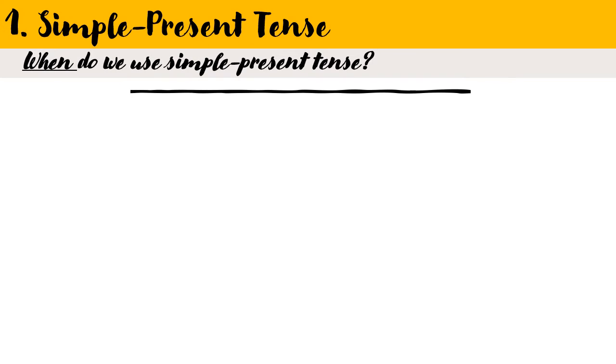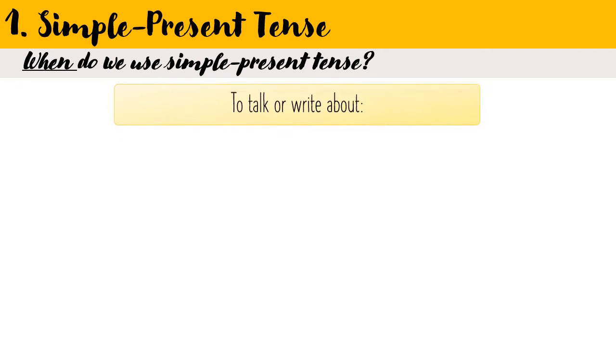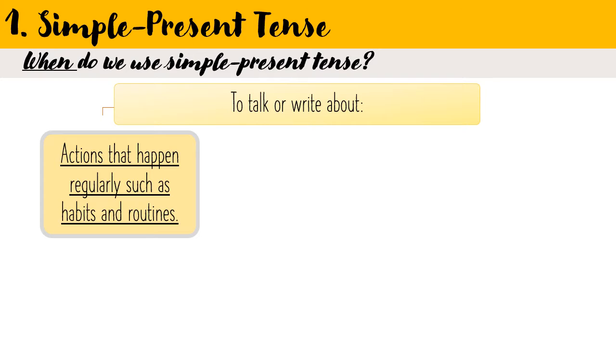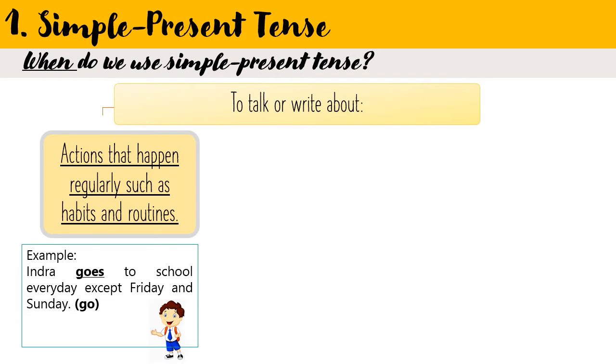First, let's learn, when do we use simple present tense? We use simple present tense to talk or write about actions that happen regularly, such as habits and routines. So these are the things that you do as your habit and as your routine. For example, what do you do every day? You brush your teeth every day. I brush my teeth every day. Or you go to school, okay? So here's an example. Indra goes to school every day except for Friday and Sunday.